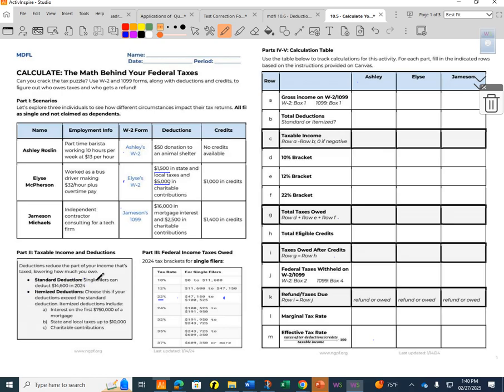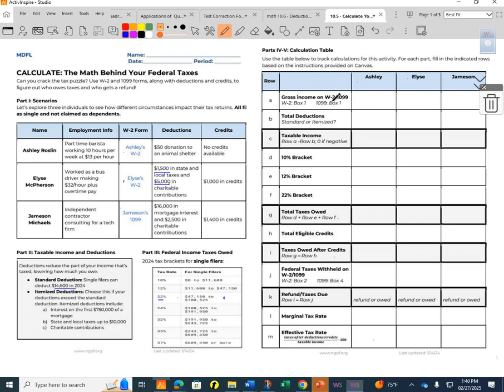So the standard deduction for single filers in 2024 is $14,600. If you want to itemize your deductions, what that means is you can choose this amount, but if you were to list all of your deductions and they will be more than $14,600, you don't want to use the standard deduction. You want to use the itemized deductions. That just means you add up all the things you can deduct and you put those in the total deductions box. So we're going to start with Elise.